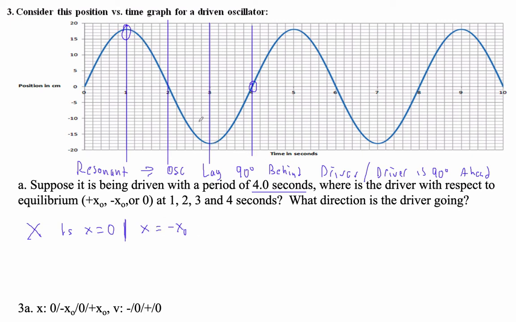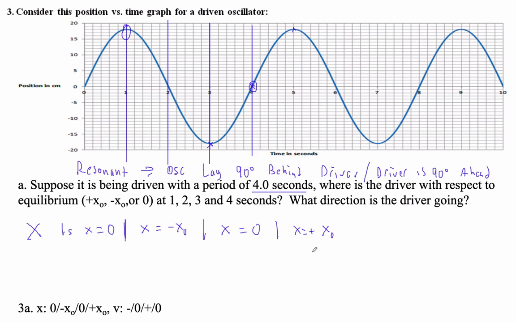Okay, so x at 2 seconds, here's where we are, right? The driver is 90 degrees ahead of us because we're lagging 90 degrees behind it, so it's at negative x naught. At 3 seconds, the driver's again ahead of us, so the driver is at 0, right? And at 4 seconds, we're here, the driver is going to be ahead of us. So at 4 seconds, the x of the driver is equal to positive whatever the amplitude of the driver is, right? Now, this is the amplitude of the oscillator. We don't know what the amplitude of the driver is. That's why I'm just saying x naught or whatever, okay?